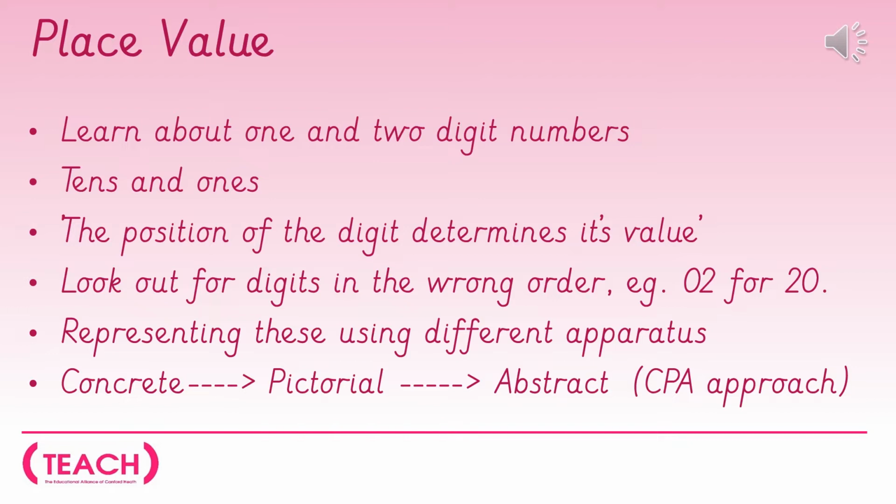At this point, especially in Year 1, we're looking out for digits in the wrong order. So they might have 0, 2 instead of 20, or 0, 1 instead of 10. And eventually, as we move through teaching more about place value, they will make that mistake less and less. To do place value, we show them in loads of different ways using different apparatus. And again, we follow the concrete, pictorial, abstract approach to help.